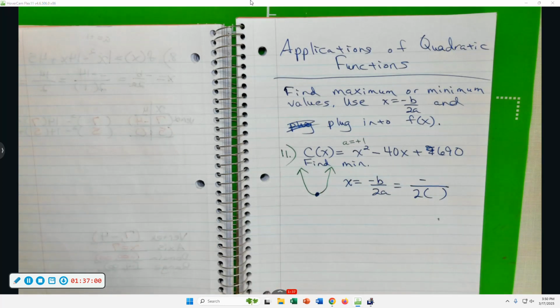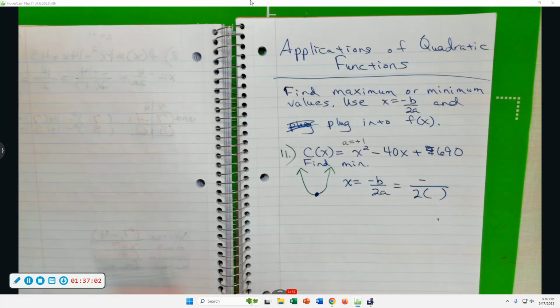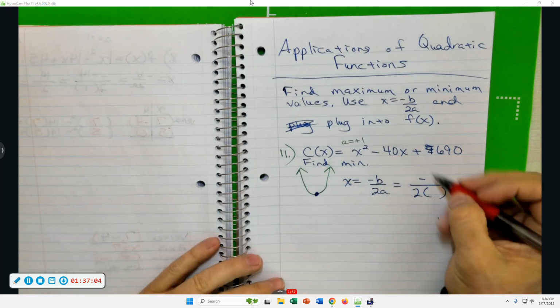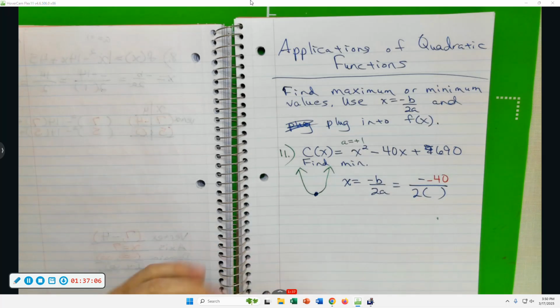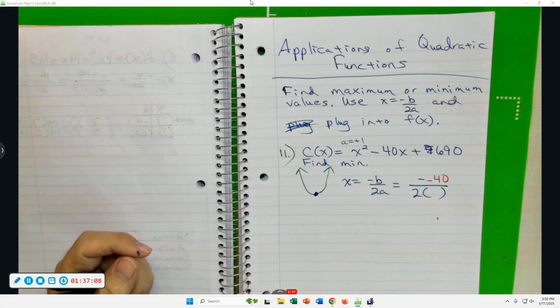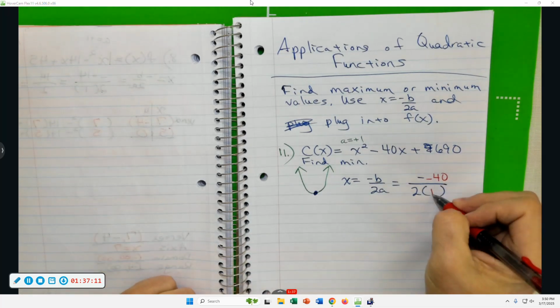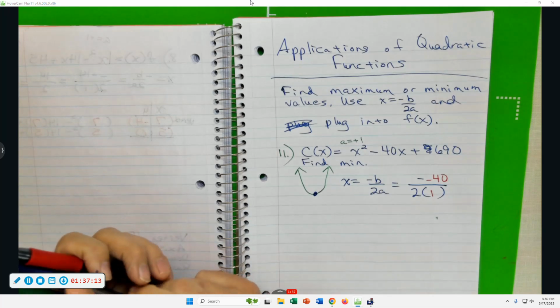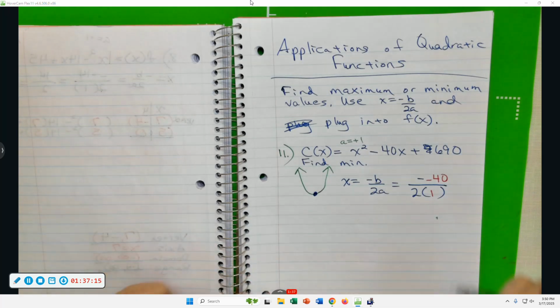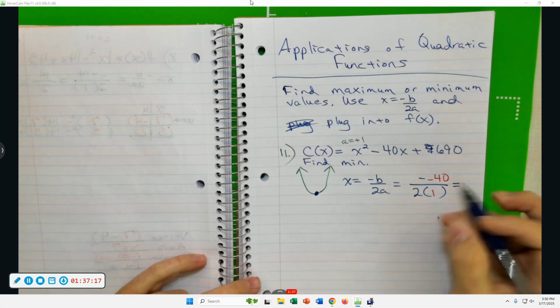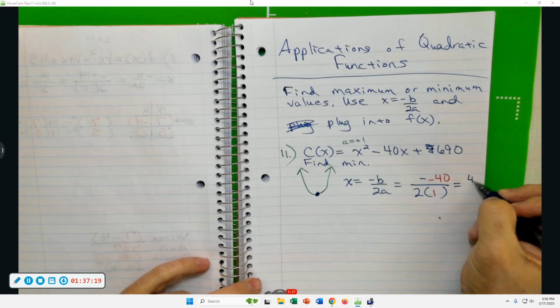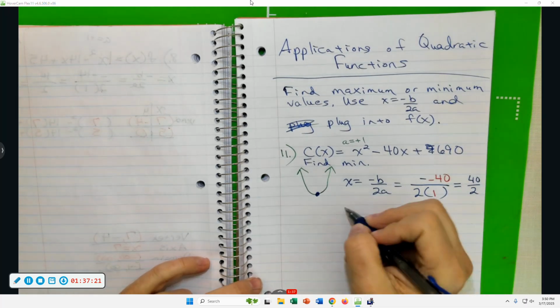What's b? Negative 40. What's a? 1. So what is that going to be? That's a negative of negative 40 divided by 2. Watch those double negatives. That becomes 40 divided by 2. So what is x?